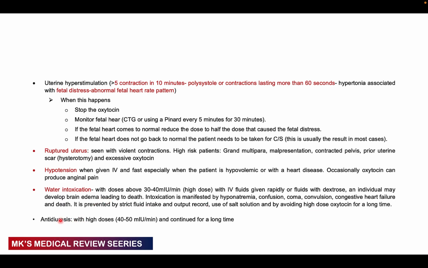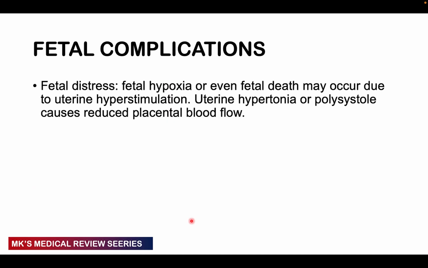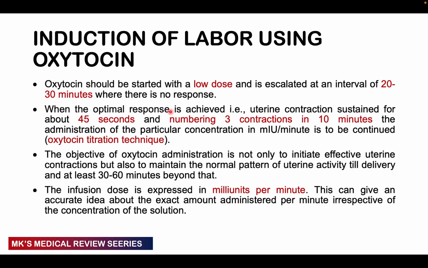Oxytocin at high doses also has an antidiuretic effect, so at doses of 40 to 50 milli international units per minute and continued for a long time, you could have an antidiuretic effect. On the fetal side, it does cause fetal distress, so fetal hypoxia or even fetal death can actually occur, especially with uterine hyperstimulation. And remember, uterine hypertonia or polysystole does actually reduce the placental blood flow.